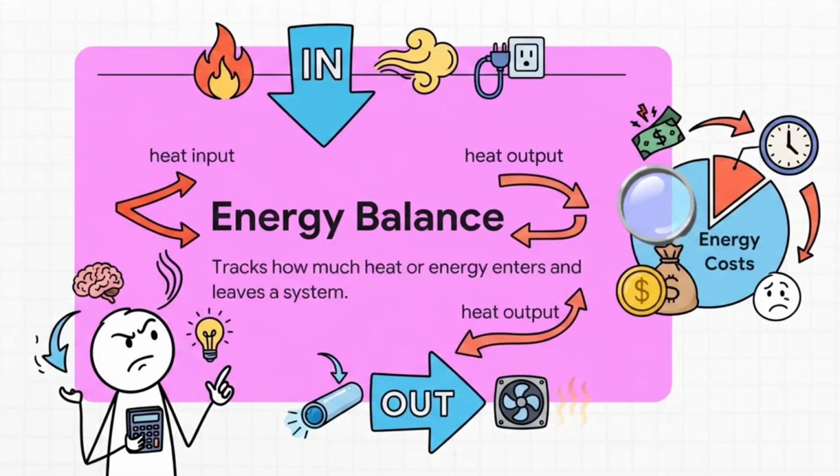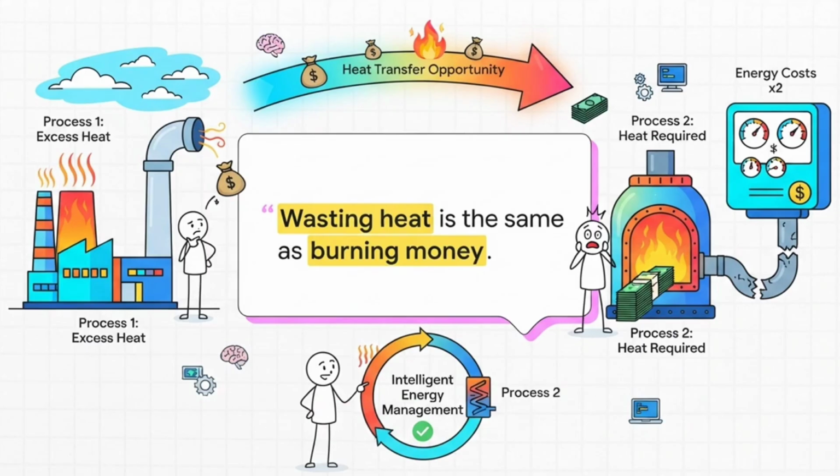Now we apply that exact same logic to energy. This is the energy balance. It literally just tracks how much heat or energy enters and leaves a system. Why is this so crucial? Because in almost all industrial processes, the energy cost is by far the single biggest expense. So the huge takeaway here is pretty simple. Wasting heat is literally the exact same thing as burning money.